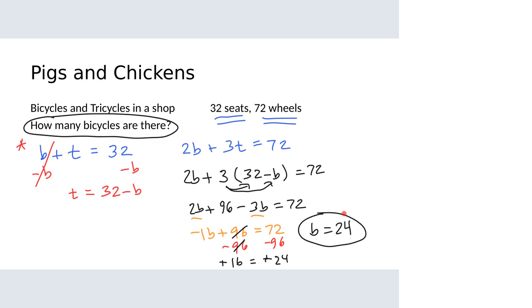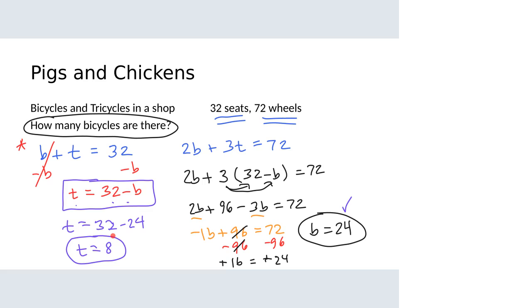If the question had said, how many tricycles are there? I just have to do one more thing. I just have to go back to this equation that I found. I know the number of tricycles is 32 minus the bicycles. Once I found out that the bicycles is 24, then the number of tricycles is 32 minus 24. So the number of tricycles is 8. So if I was asked for tricycles, I'd say 8. Since I was asked for bicycles in this one, I would say 24.